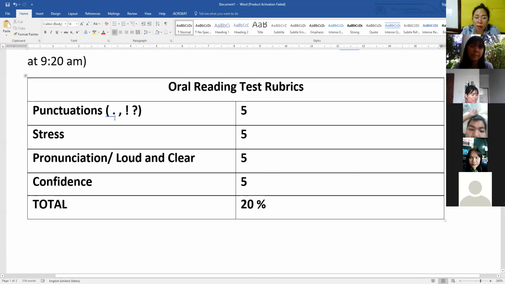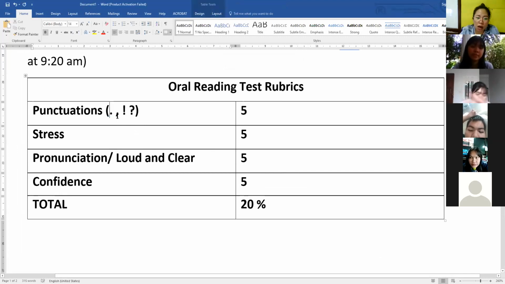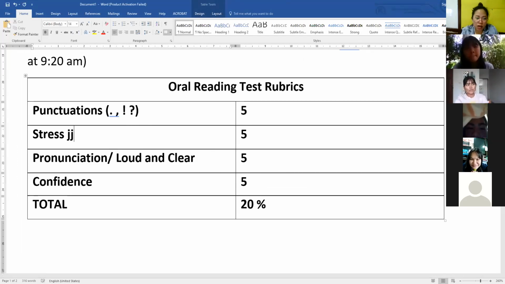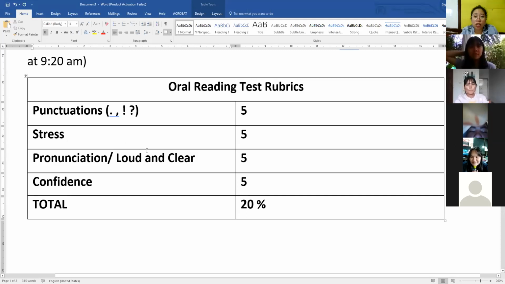Punctuations, you all know what punctuations are. Punctuations are full stop, comma, exclamation point, and question mark. Now, we have the stress. Remember the stress. Example, the word apple. It's not apple, it should be apple. It's not computer, it is computer. It is not different, it is different. That is stress. Where is the stress?